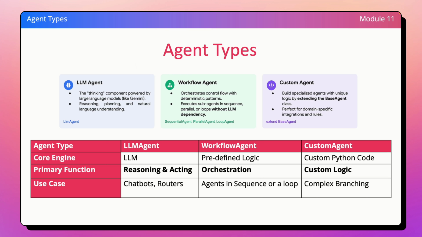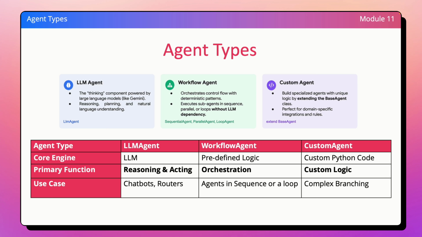Let's take a closer look at the agent types. So we have discussed three agent types. The first one is the LLM agent, second is workflow agent, and third is custom agent. The core engine behind an LLM agent is the LLM, obviously. That is going to provide the primary function of reasoning and acting. One of the top use cases of LLM agents is chatbots and routers.